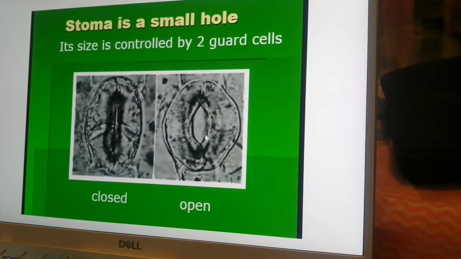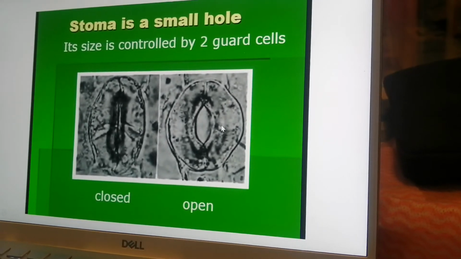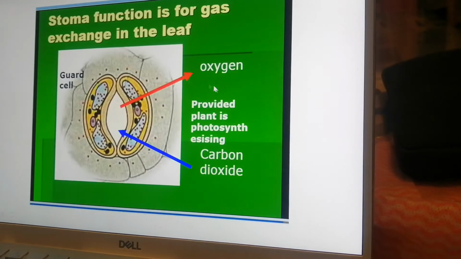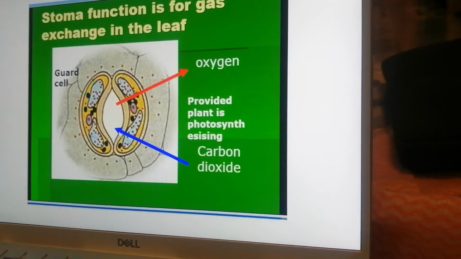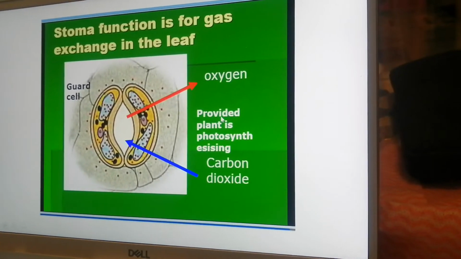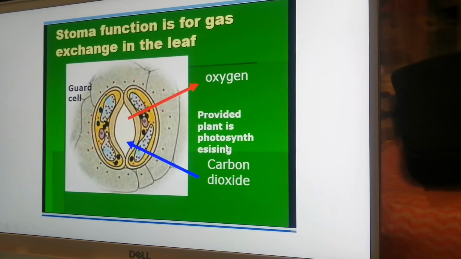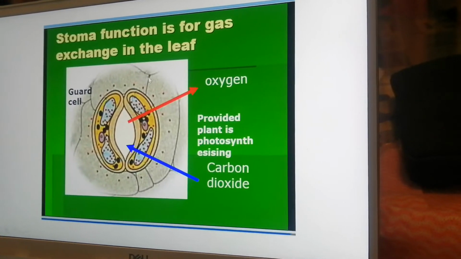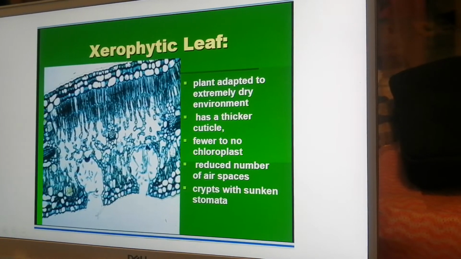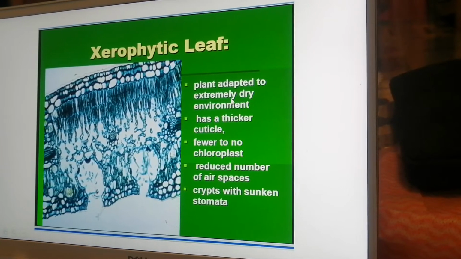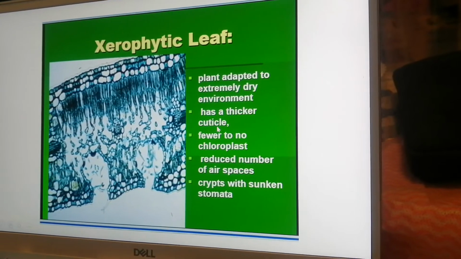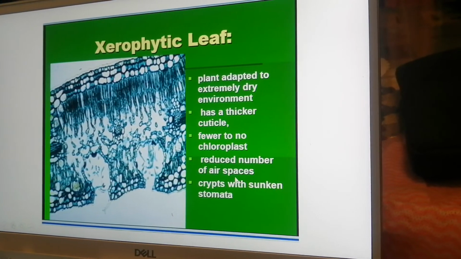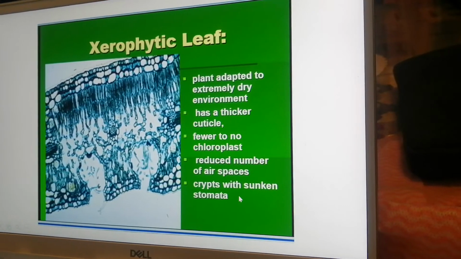So it will release the oxygen. Okay, its size is controlled by two guard cells. So we have the oxygen and then the carbon dioxide, provided the plant is photosynthesizing. So the stomata function is for the gas exchange that is found in the leaf. Now the xerophytic leaf: plants adapted to an extremely dry environment. It has a thicker cuticle, fewer to no chloroplasts, a reduced number of air spaces, and sunken stomata.